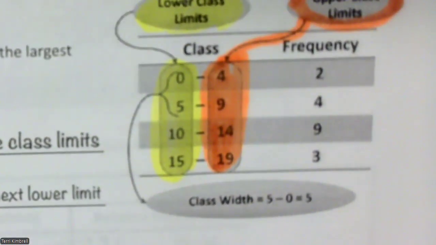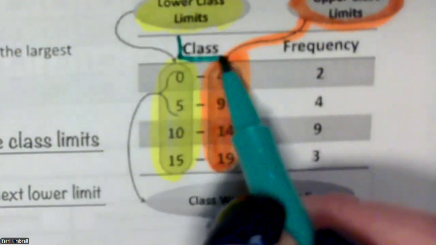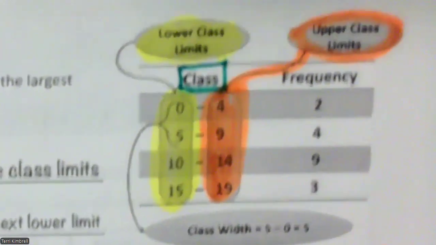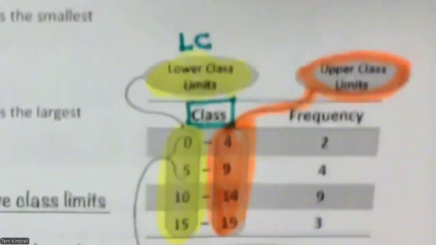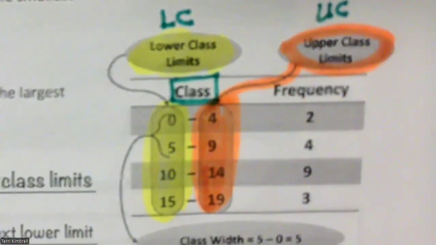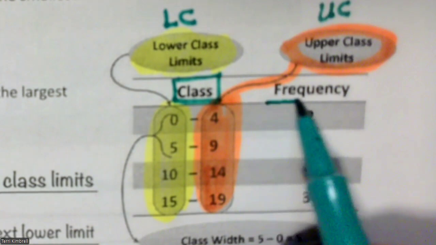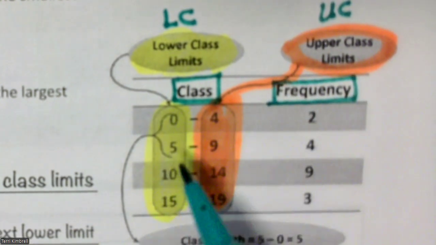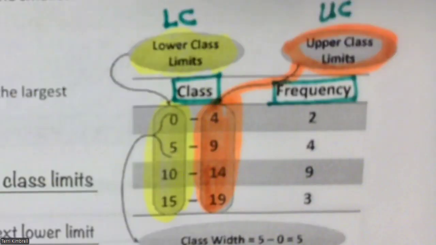So notice this is going to be your classes, and you have your lower and your upper. So you'll see sometimes use lower class LC and upper class UC. And frequency is the number of times something occurred in that class. So between 0 and 4, it occurred twice.